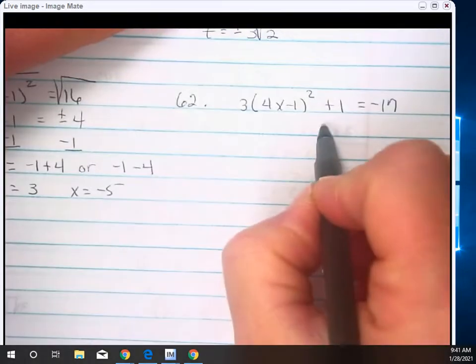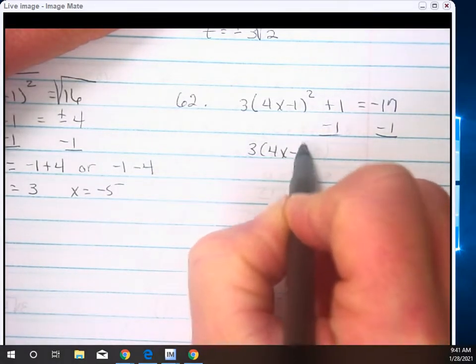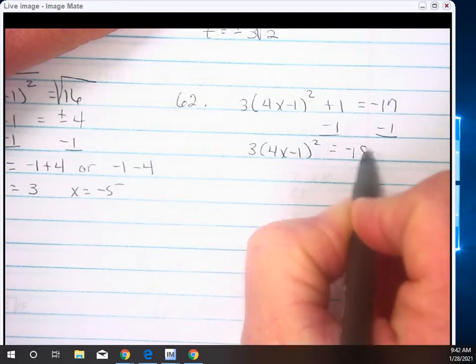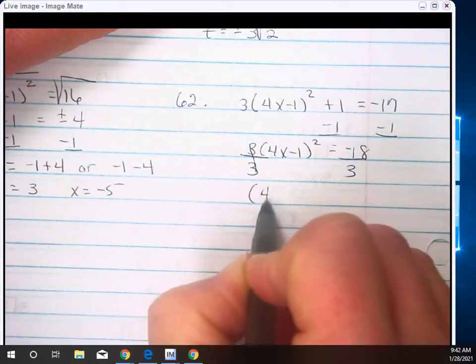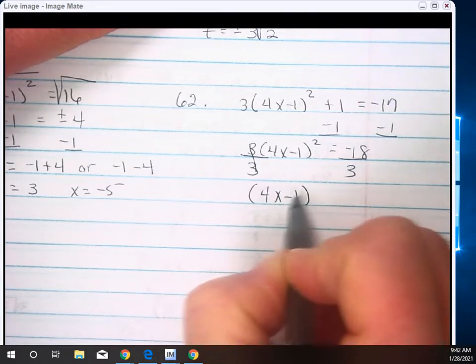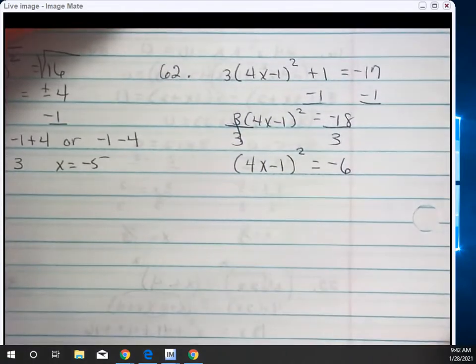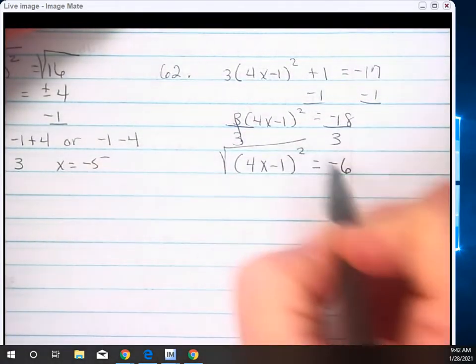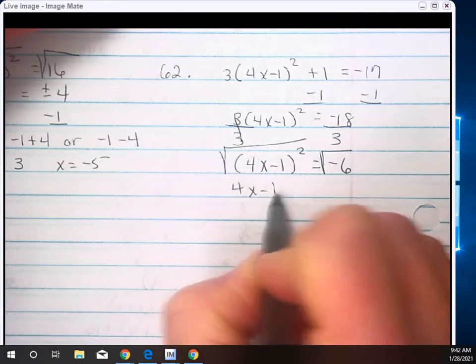So we're going to subtract the 1, copy down the rest of the problem, divide by the 3 to get the variable that's inside that square on a side by itself. So now we're going to square root both sides.